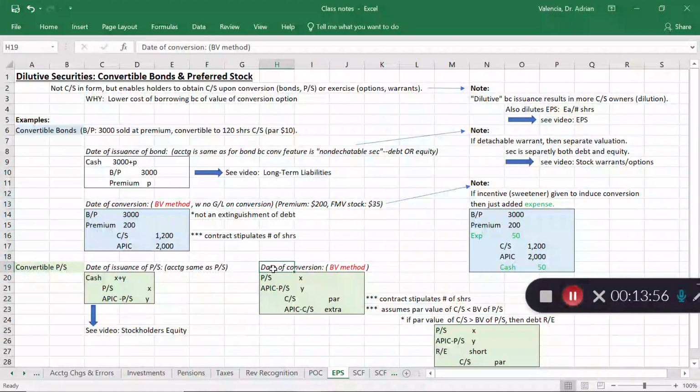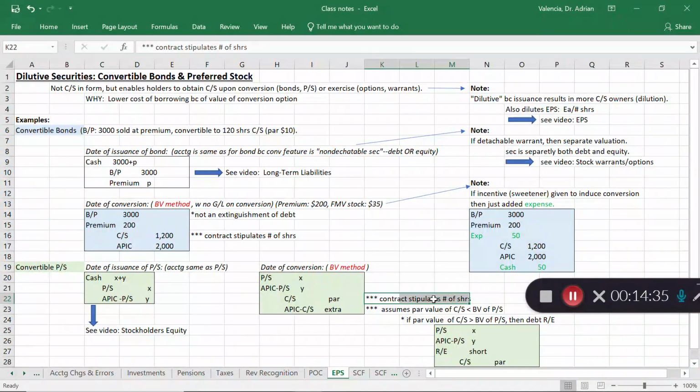What happens on the date of conversion? Same thing, book value method. Same thing as what we did here with the convertible bonds. I'm going to value the transaction at the book value of the preferred stock. So the book value would be whatever is in preferred stock plus the additional paid in capital. So at that point, I convert it, so I reduce that preferred stock and I issue common stock at par. And then any additional amounts, I put in additional paid in capital, just like we did over here with the bond conversion.